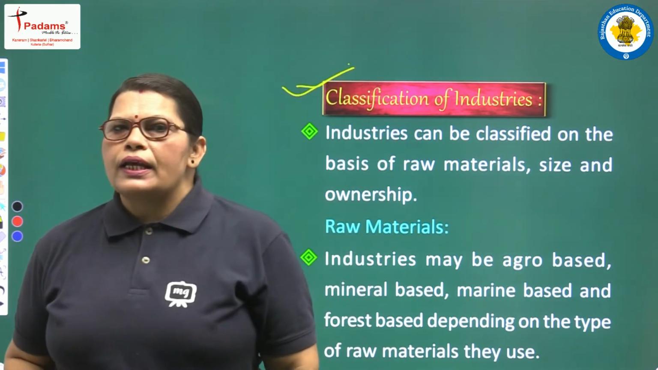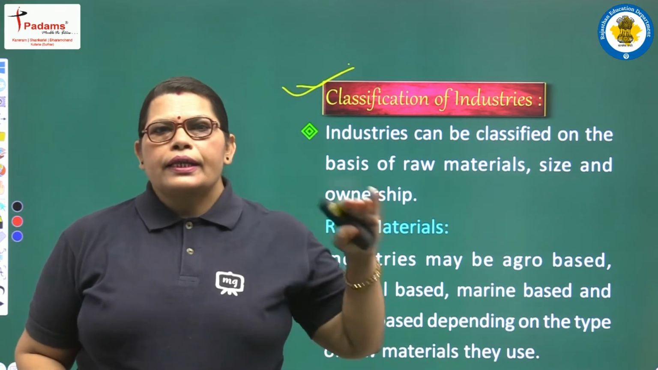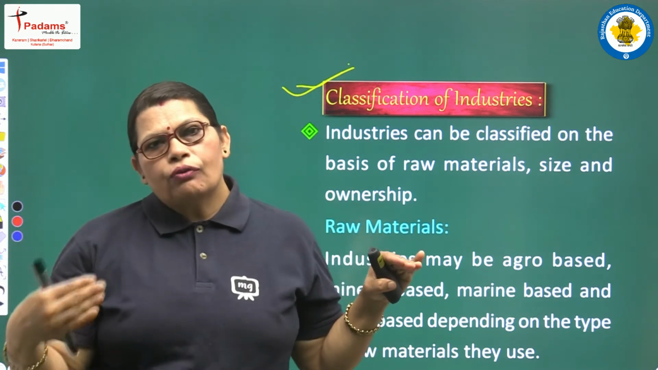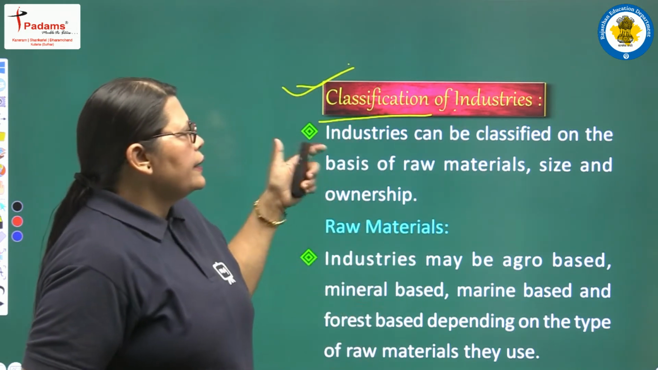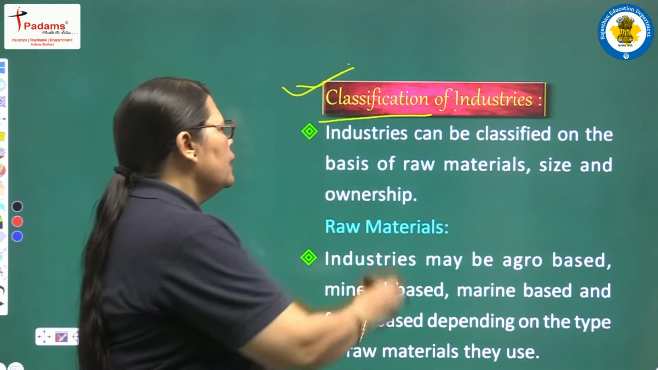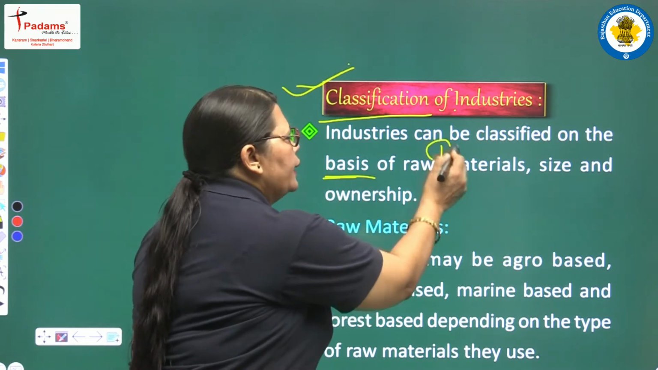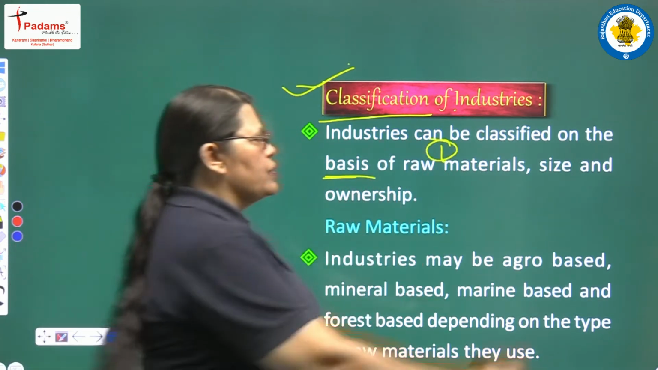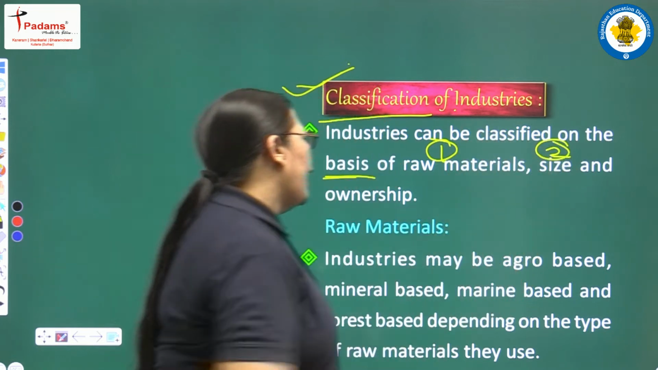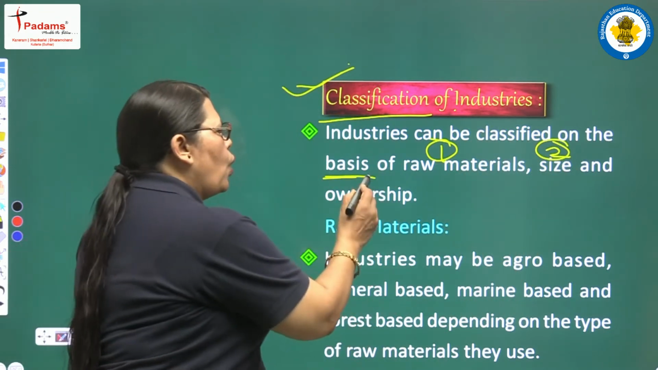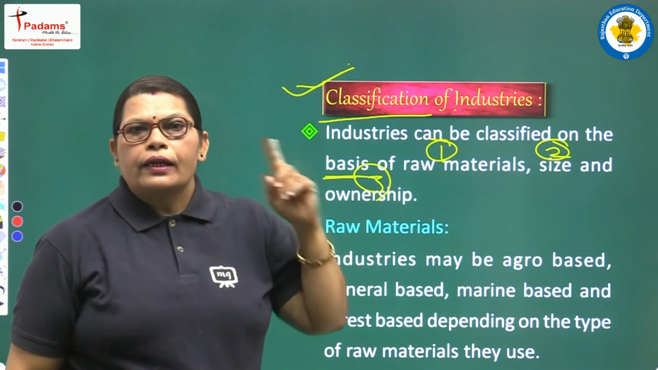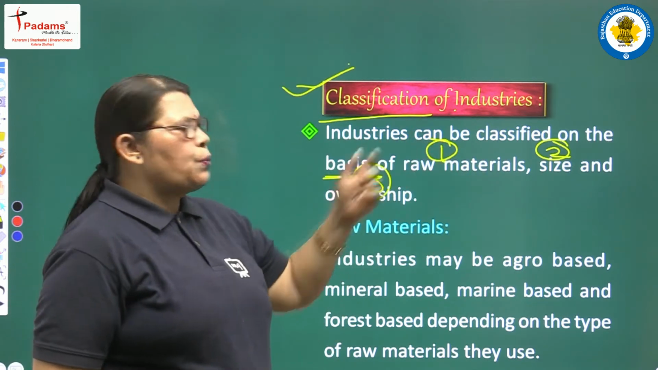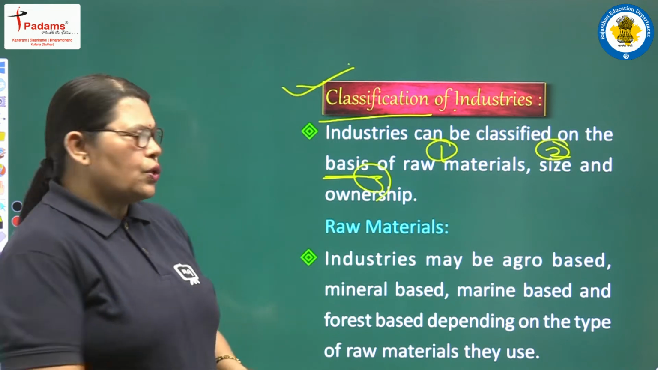When we want to classify the industries, there are different classifications. Here we are taking them one by one. Industries can be classified on the basis of raw material, on the basis of size, and on the basis of ownership. Three main classification points are there. We are considering our first point, which covers raw materials.